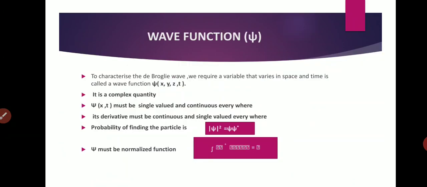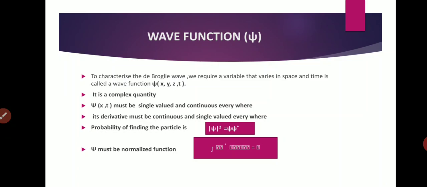A wave function is a mathematical function which represents the de Broglie wave associated with a moving particle. Also, it describes the whole behavior of a particle associated with that wavelength. Generally, it is represented by psi of r, t, where r and t are the position and time components. So, we can write this as psi of x, y, z, t. Instead of r, we can give the position coordinates x, y, z, and t is the time coordinate.